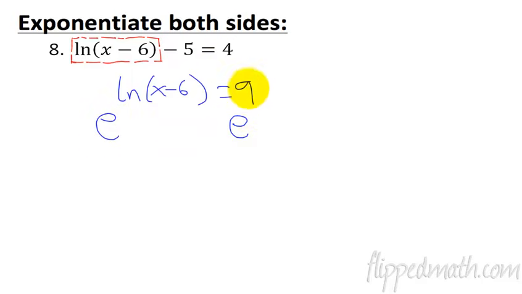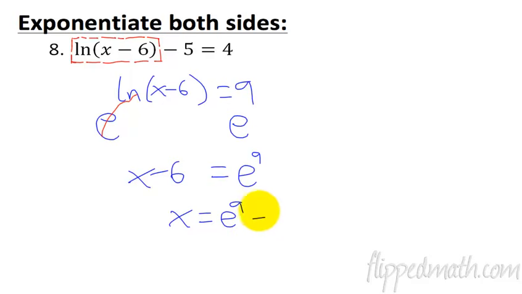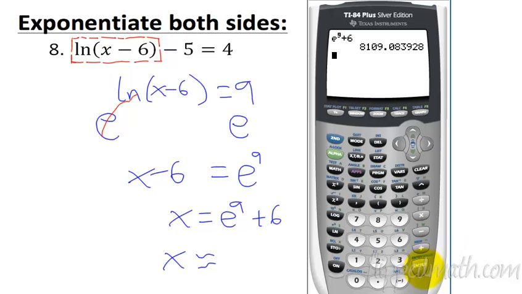I'm just going to make both sides become the exponent. And now that means that the e and the natural log cancel each other. That's all gone. And on the left, I just have x minus 6. And on the right, I have e raised to the 9th power. And so my final answer would be e to the 9th plus 6. Or I could get the approximate answer. Let me grab my calculator and figure that out. And that is, big number, 8,109.083.